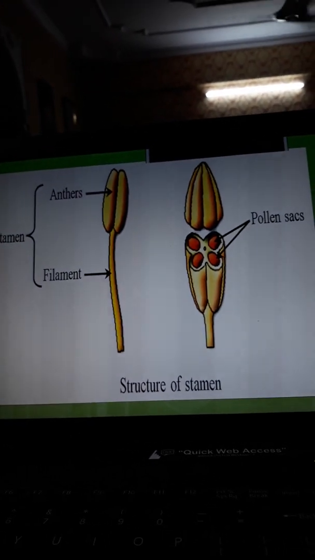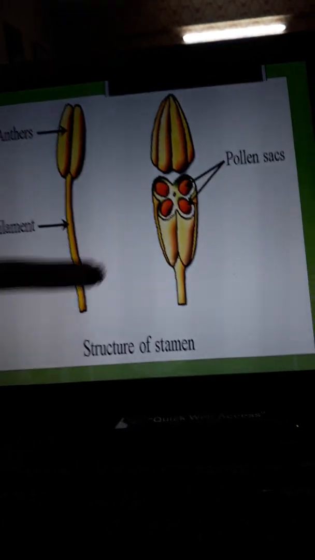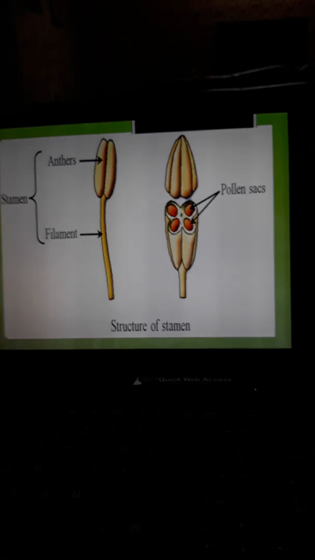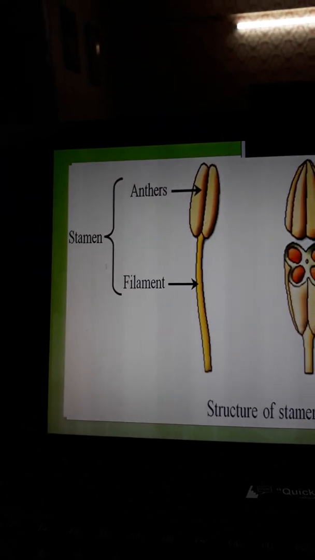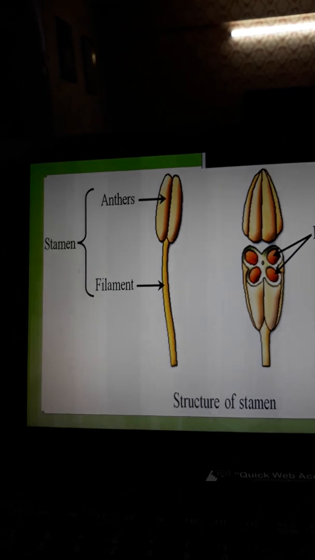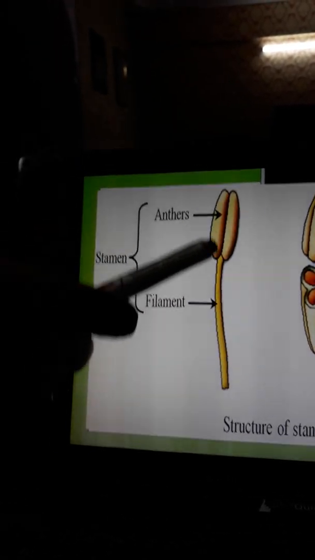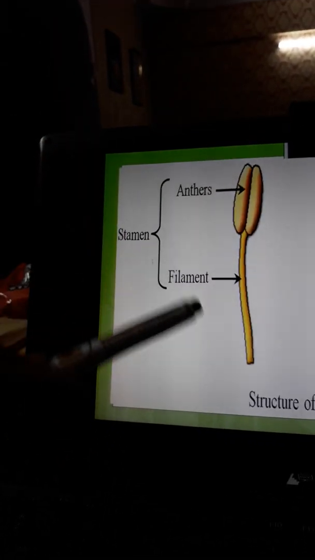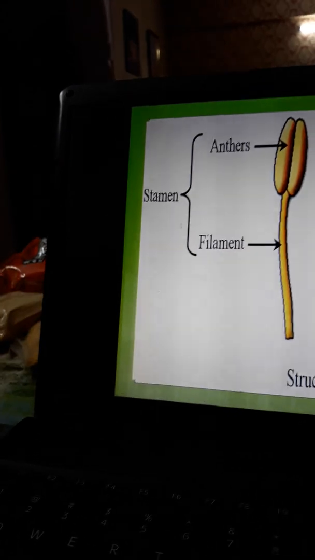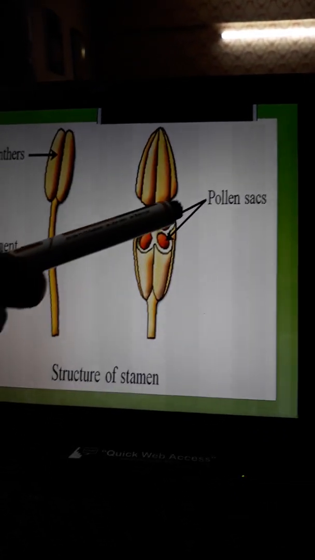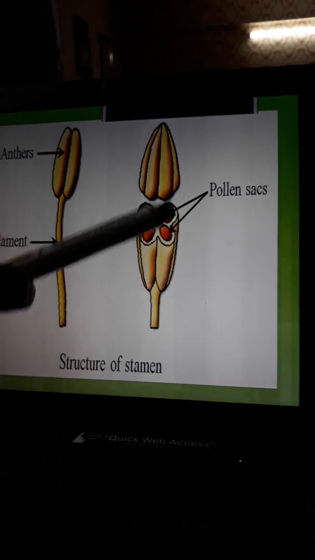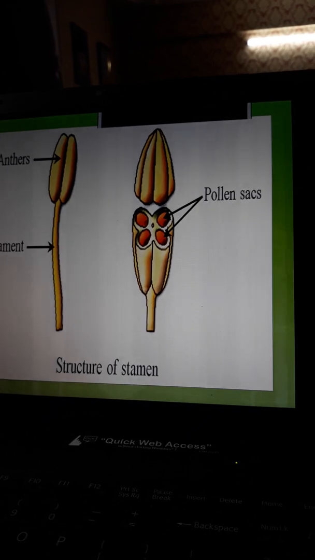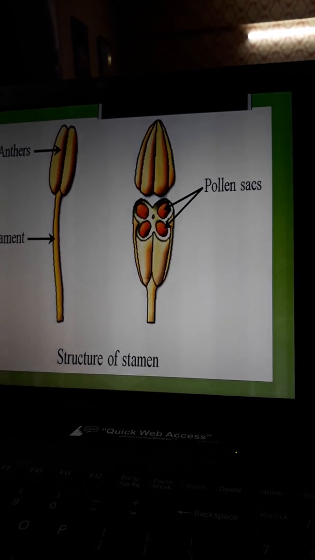This is the structure of a male reproductive organ, which is also known as stamen. The stamen has three parts: anthers, connective and a filament. These two are the anther lobes, and this part is the filament. The entire structure is known as stamen. Now each anther lobe has two pollen sacs from where the pollen grains are released. So this is the basic structure of the male gametophyte, the stamen.